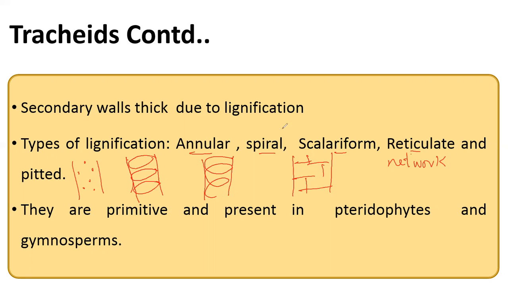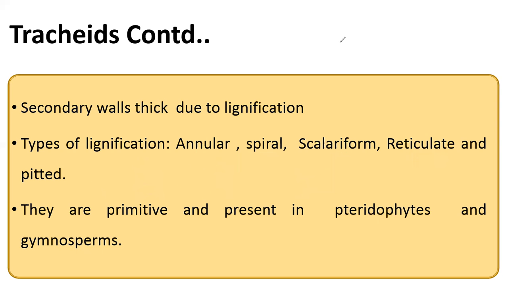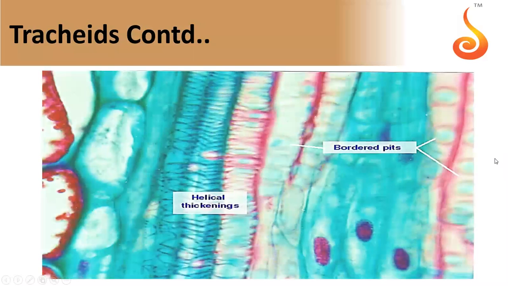Next, where are they present? They are present in pteridophytes and gymnosperms. Very rarely, certain primitive angiosperms will possess tracheids, but they are found in all the pteridophytes as well as gymnosperms. So this is how the lignin deposition will look. You can check out: the first one is spiral, the second one seems to be annular. Here annular is more evident in this case.